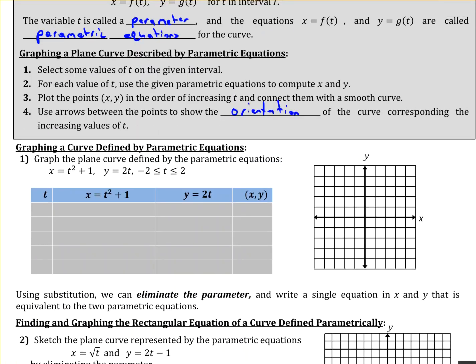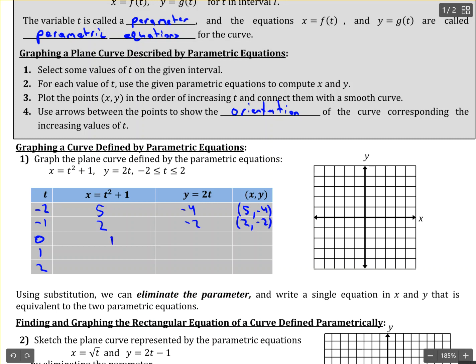All right, so t is between -2 and 2, and we're going to graph where x is equal to t squared plus 1 and y equals 2t. So -2, -1, 0, 1, and 2 might be good values. And so let's plug it in for the x. We figure out that the x is 5. -2 times 2 is -4. So our point is 5, -4. Now we plug in -1, we get 2, -2.